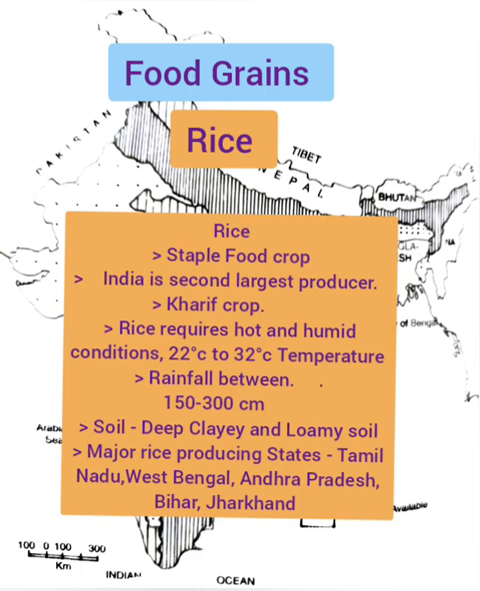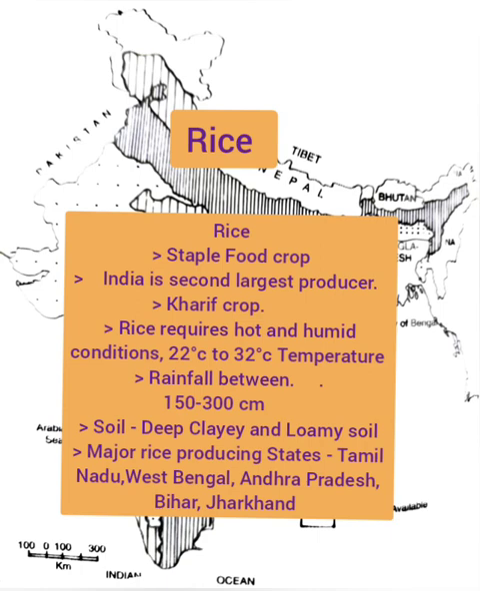Most important food grain is rice. Rice is a staple food crop of India. India is the second largest producer after China. It is a Kharif crop.